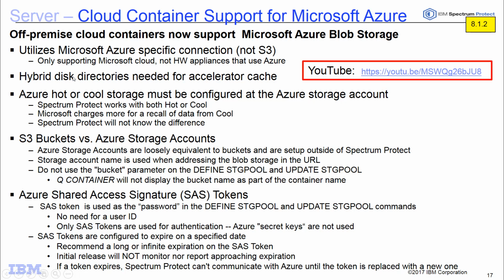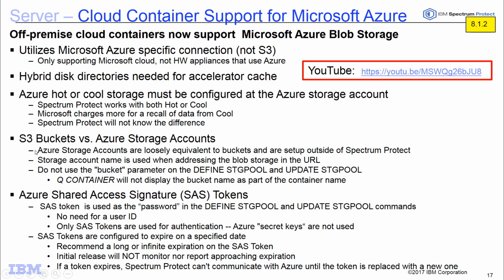You do need to carve out some space on your Spectrum Protect server disk to be in a hybrid disk directory so that we can use that as an accelerator cache. Inside of Azure, you have the option of choosing either hot or cool storage, and that will be configured in your Azure storage account. Spectrum Protect will work with both hot or cool. Microsoft, however, charges more for recall of data from cool. And if you do make a change, Spectrum Protect doesn't notice any difference, but you might notice a difference in your billing from Microsoft.